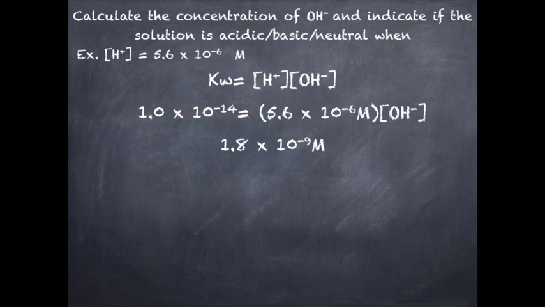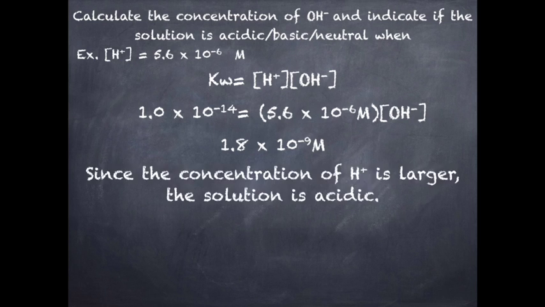So the second part of this question asks you to indicate if the solution is acidic, basic, or neutral. Well, since 1.8 times 10 to the negative 9th is a lower concentration than 5.6 times 10 to the negative 6, that means that my solution is going to be acidic because I have a higher concentration of hydrogen ions than hydroxide ions.